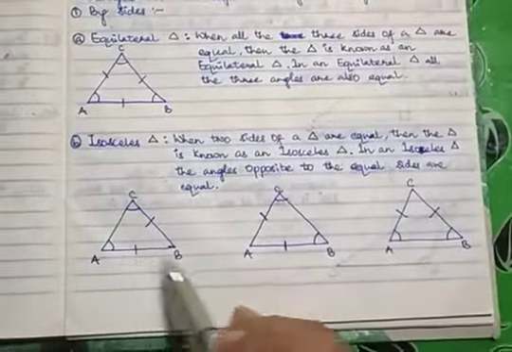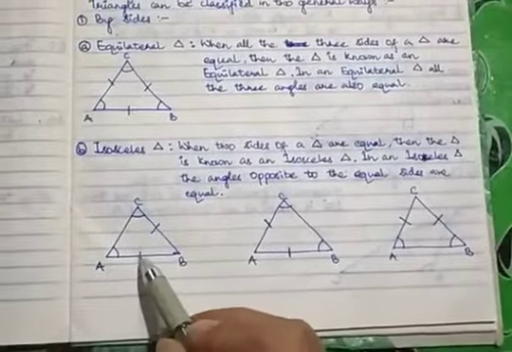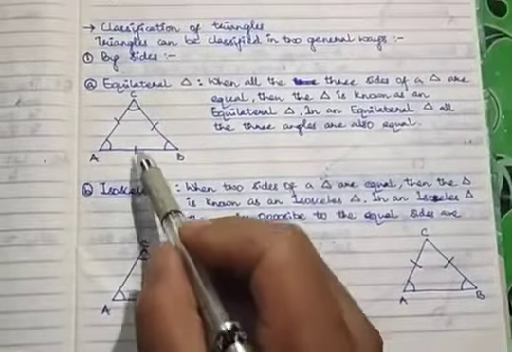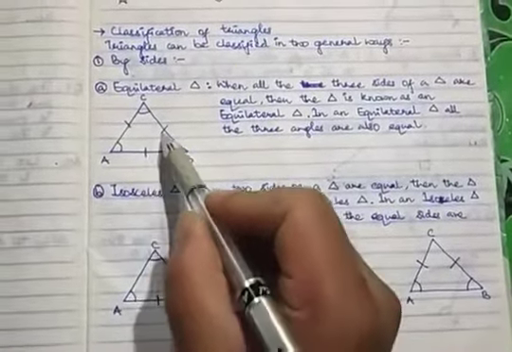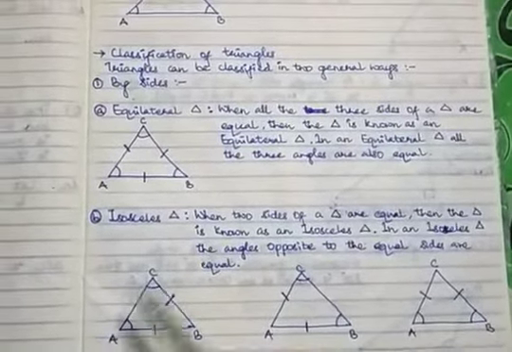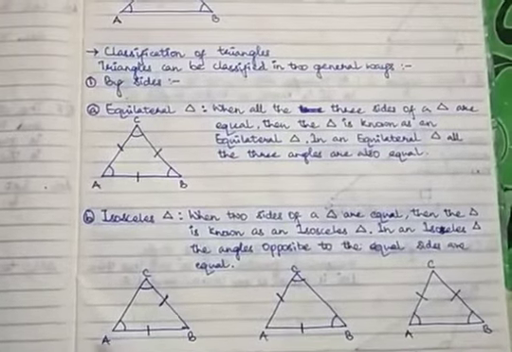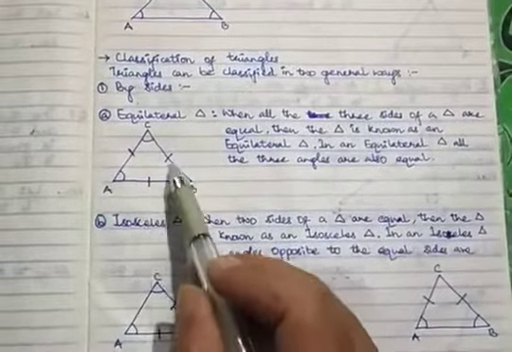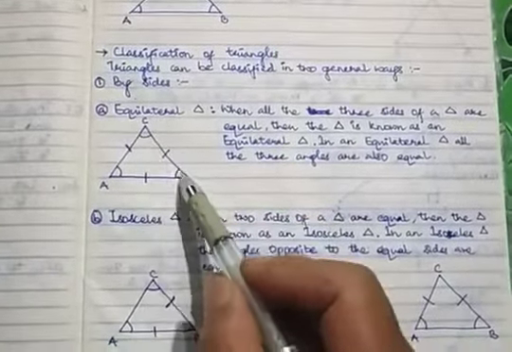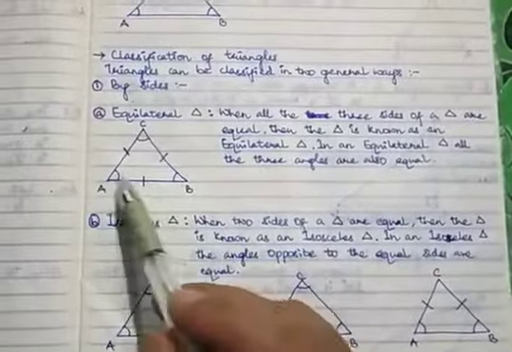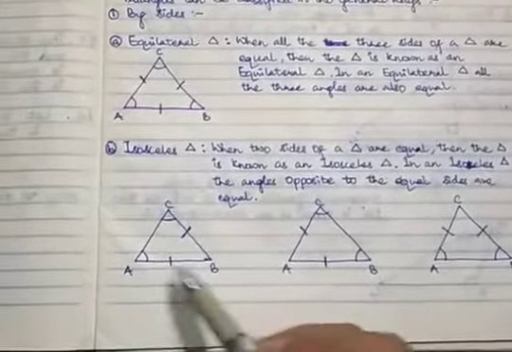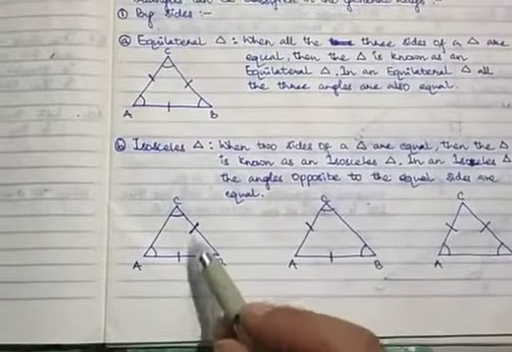For this triangle, I have drawn ABC. The symbols are very important here. In an equilateral triangle, I have marked the sides with one line cutting each side. That means these 3 sides are equal in an equilateral triangle. Similarly for the angles, I have drawn one arc. That means all the 3 angles are also equal. Similarly for the isosceles triangle, I have drawn a triangle ABC and I have marked AB and CB.